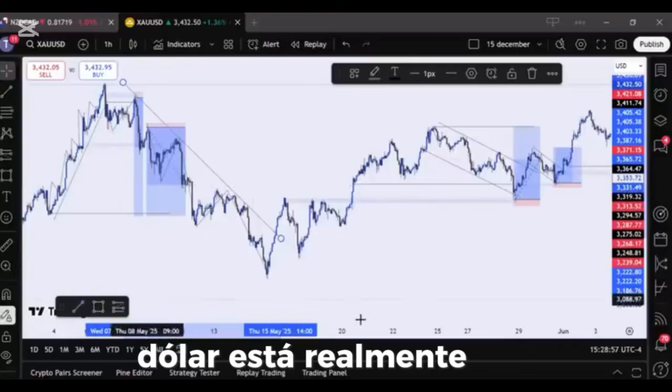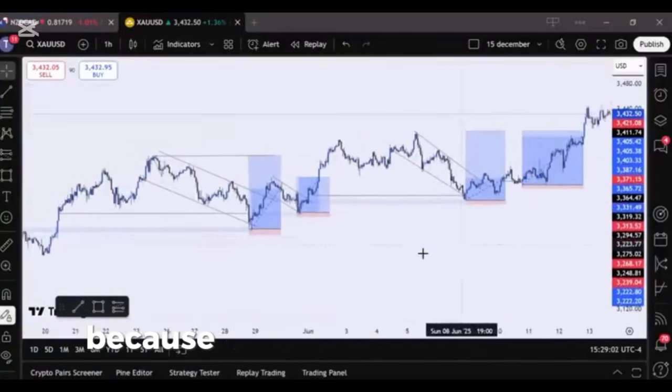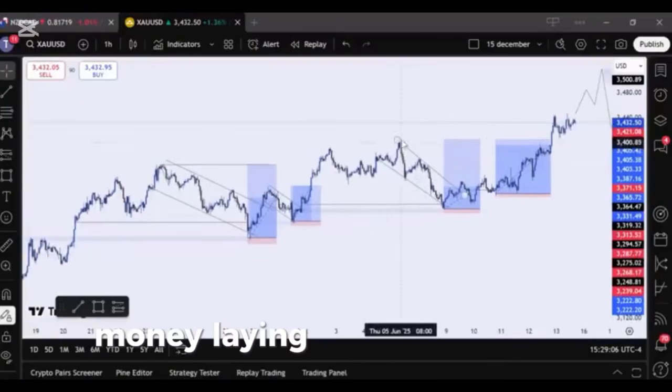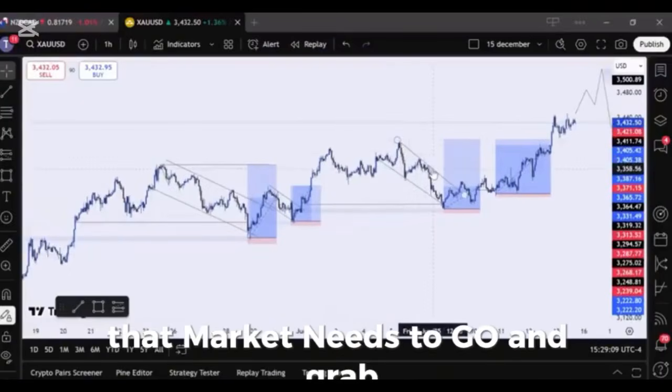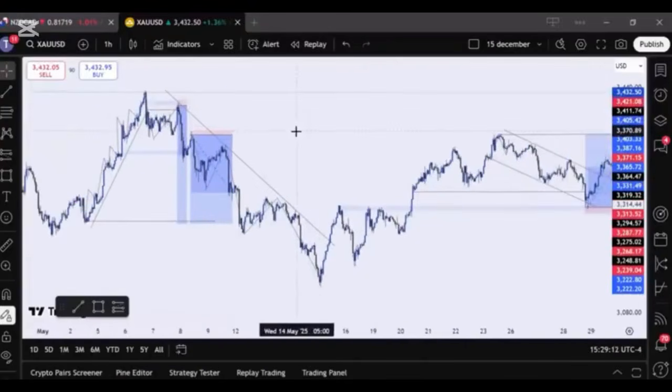While it approaches this zone with trend line liquidity, I'm also convinced to hold this trade because it means that there are zones on the upside here that market needs to what? Clear. There's money laying on the upside of this chart that market needs to go and grab. So paying attention to how market approaches the point of interest will tell you the direction of the market.